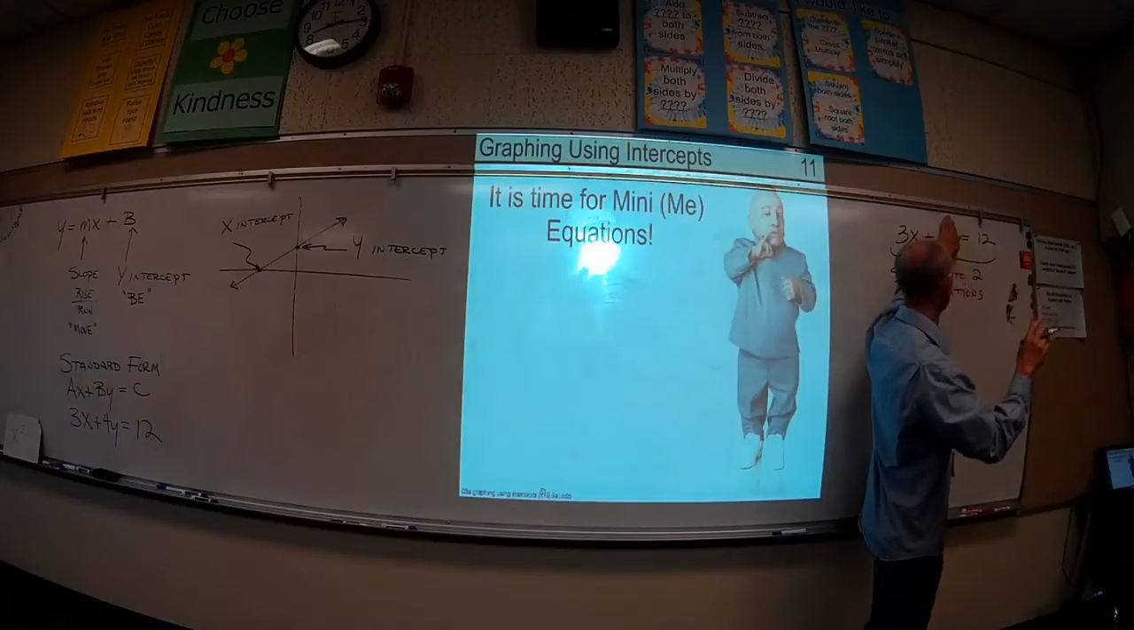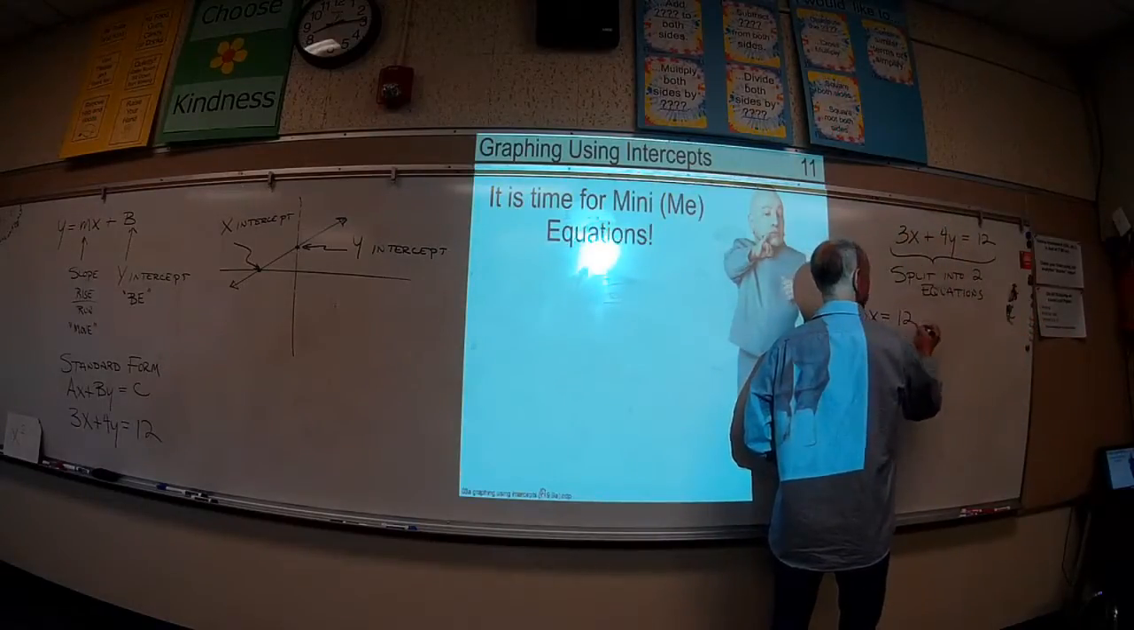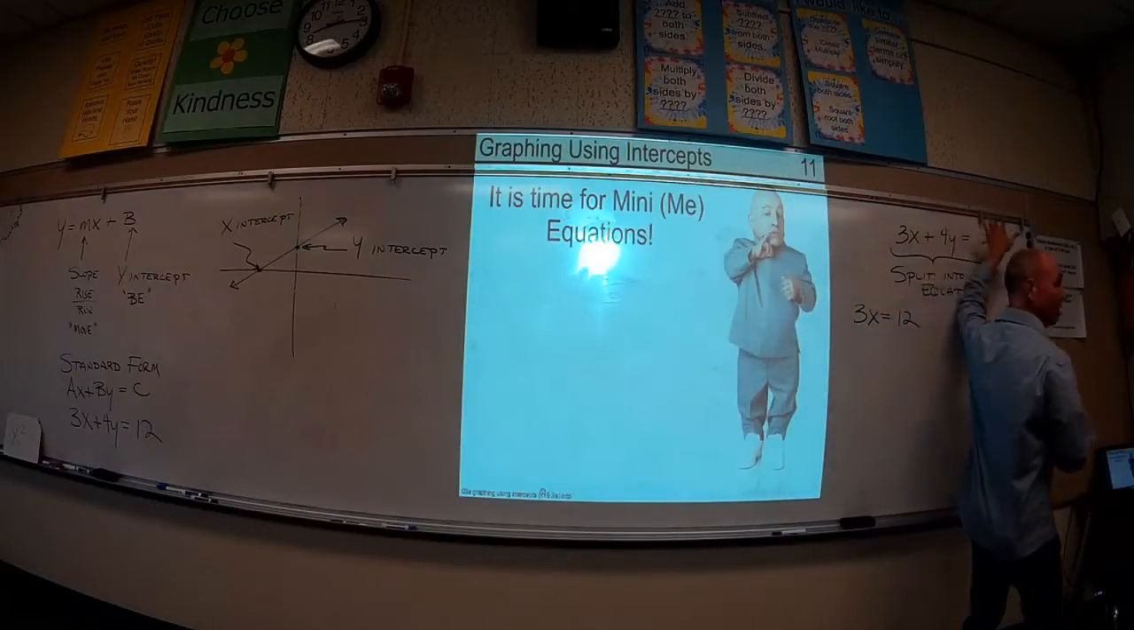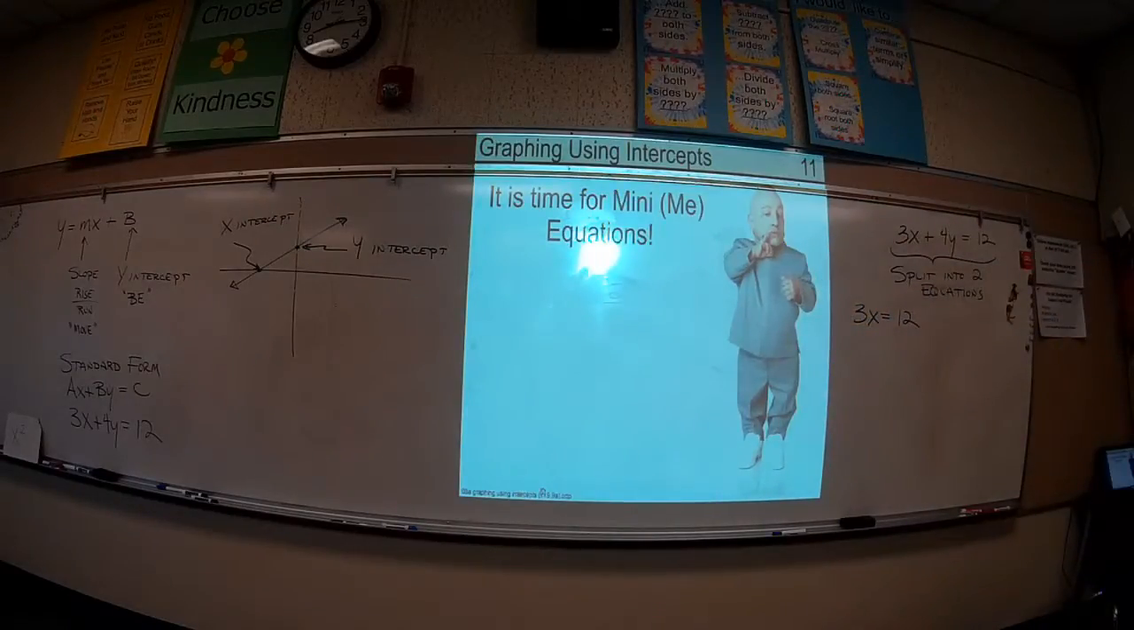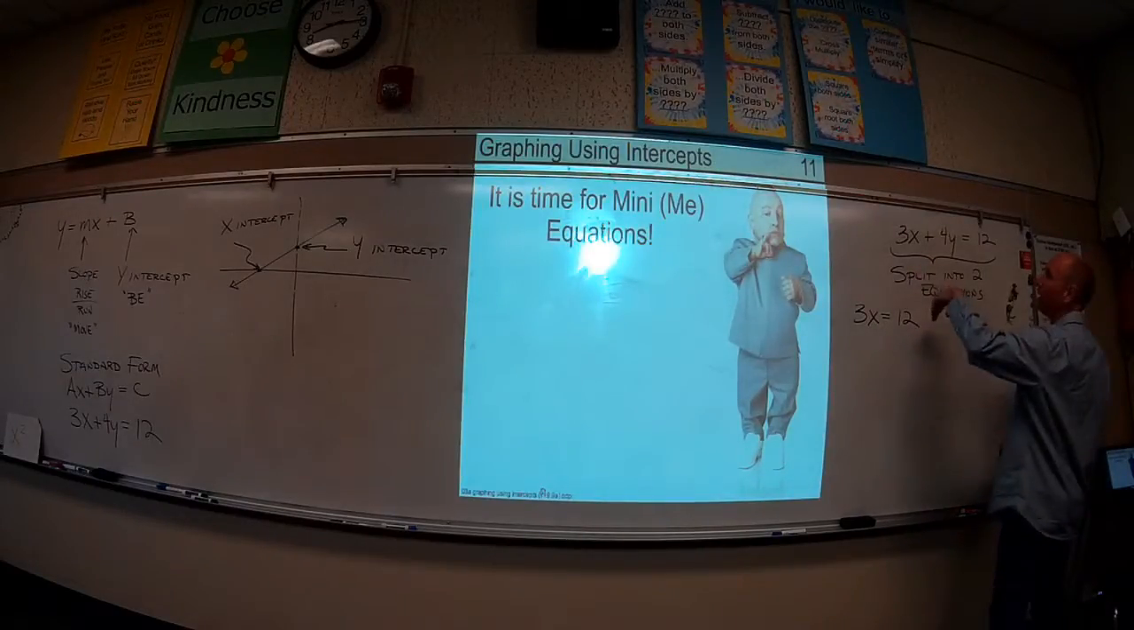So my first equation is this: 3x equals 12. The y disappears because it's a 0, because it's an intercept. Oh, so the x will be 4.